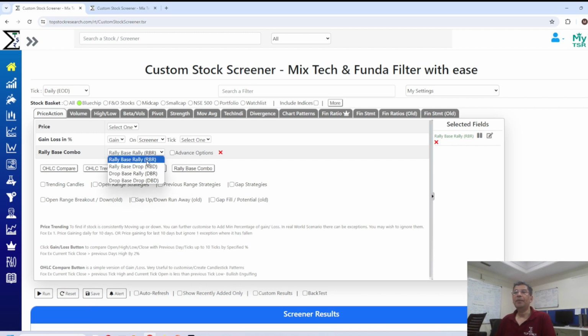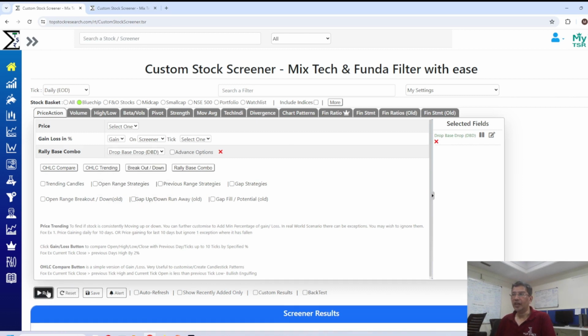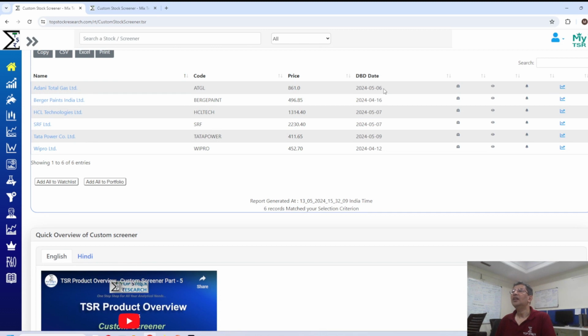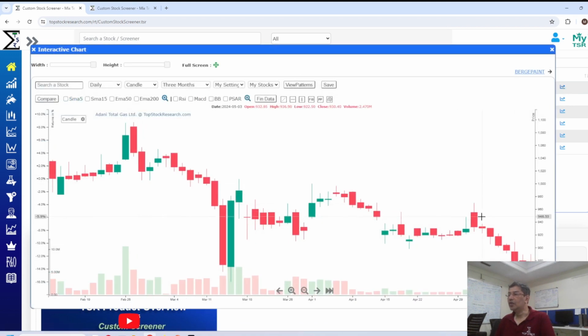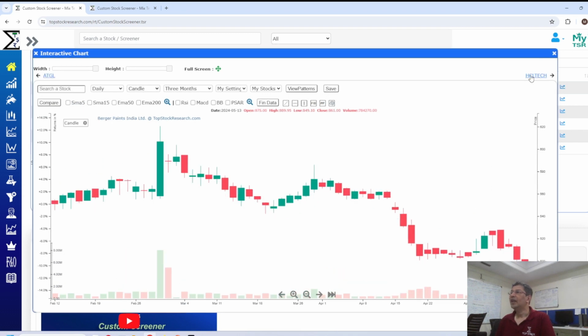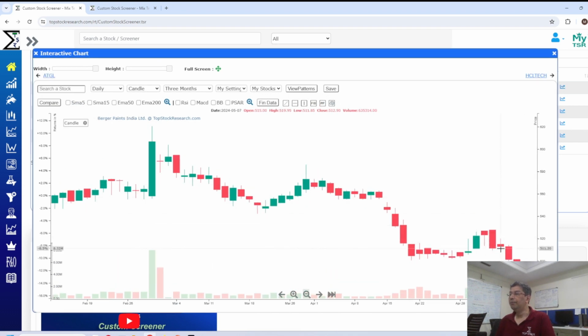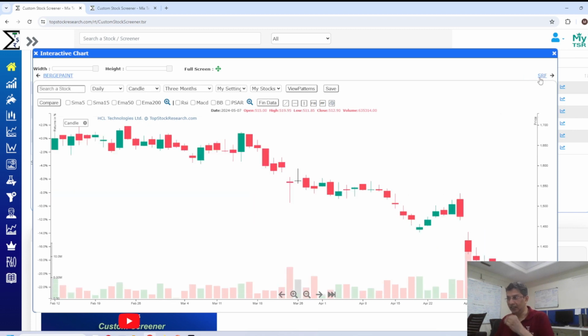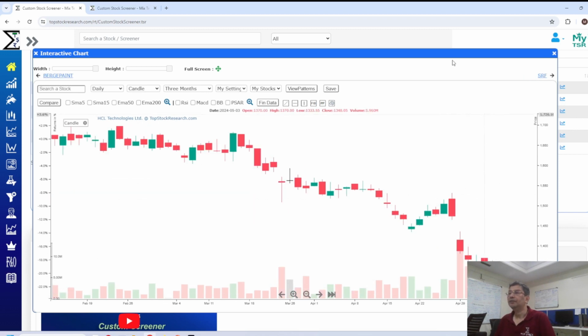So when you look at drop base drop, you run it, you'll find that on 6th of May, DBD was formed. So when you look at this, drop base drop, and then market moved down. So this becomes your supply zone.